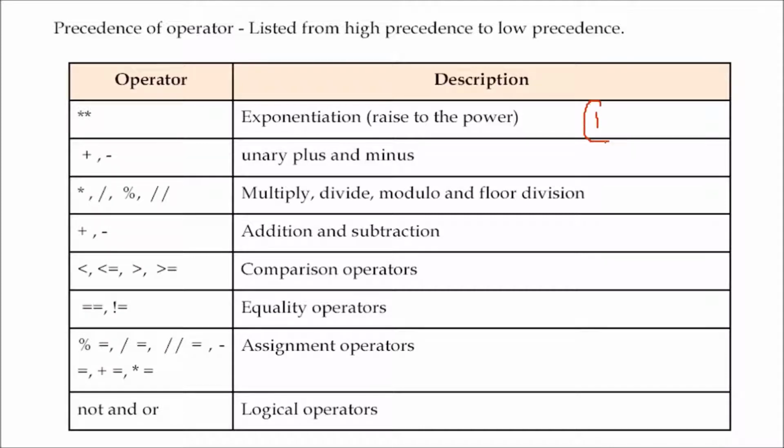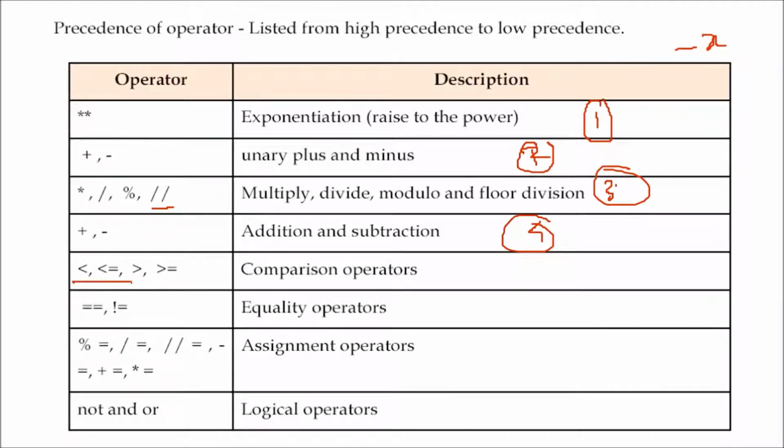First will be the exponentiation, that is the raised to the power. If in your expression you find an exponentiation, that will be computed first. Then it will come to unary minus, unary plus, unary minus x like this. Then you have multiply, divide, modulo and floor division. So this is going to take place third in the precedence order. Then fourth means plus and minus.